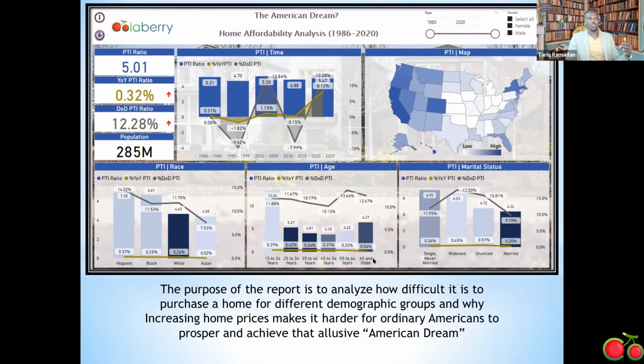The purpose of this report is to analyze how difficult it is to purchase a home for different demographic groups, and why increasing home prices make it harder for ordinary Americans to prosper and achieve that elusive American dream.